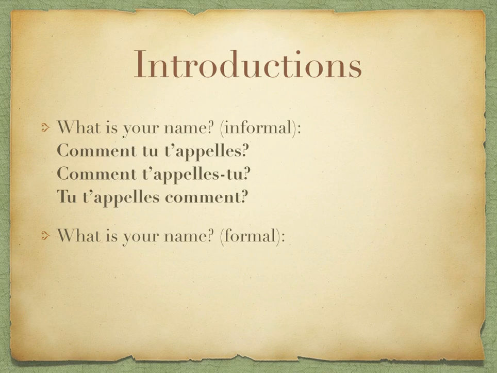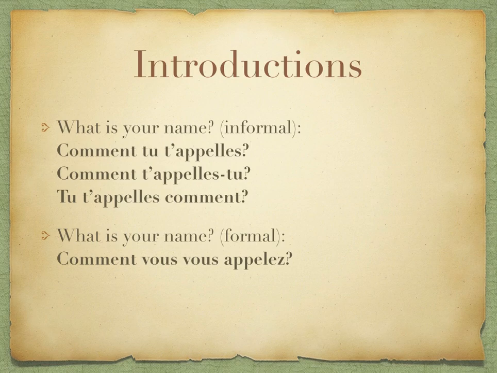For our formal version, we have to change three things. We have to change the tu, we have to change the T apostrophe in front of the appel, and we have to change the S at the end of appel. So our tus become vous, the TU and also the T apostrophe. Those will both become vous, and our S becomes a Z. Oh, and we drop one of the L's. I always forget that's a spelling changing verb. So we go from comment tu t'appelles to comment vous vous appelez.